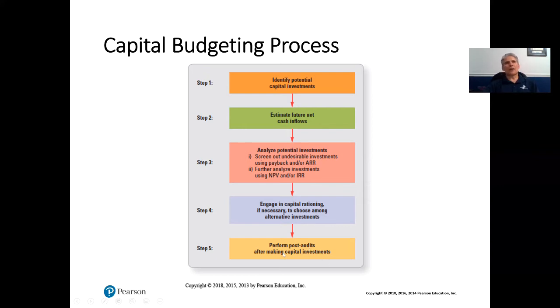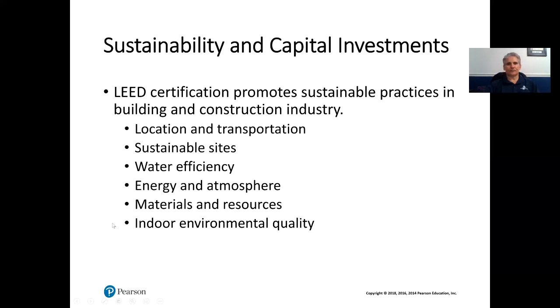When we say post audits, everything that we assumed during the analysis to come up with the decision we made, the audit is really, did that end up being the right decision? And looking at the assumptions, that way, when we're doing this, we're getting better and better at capital budgeting. We're getting better at taking everything into consideration.